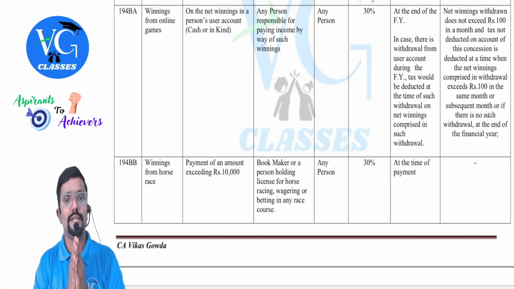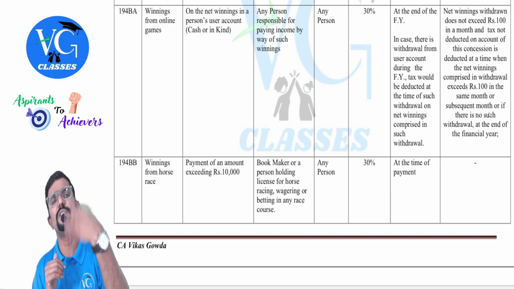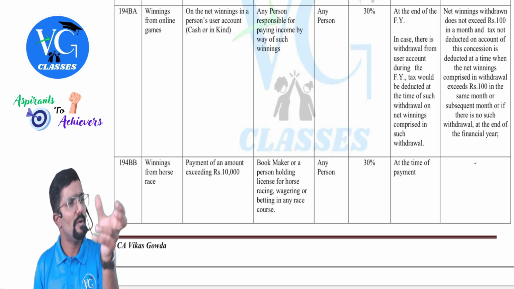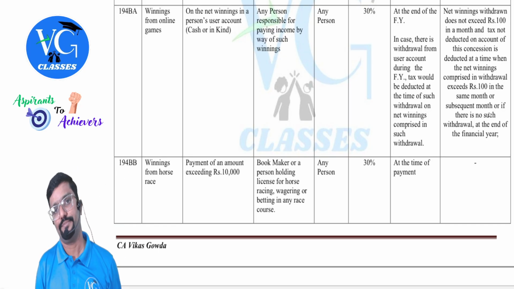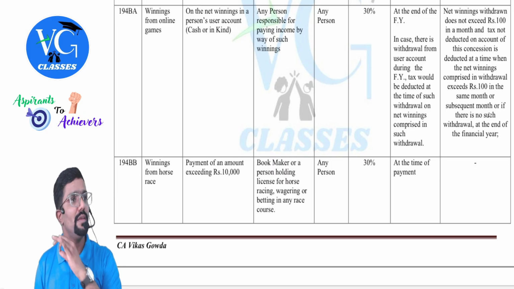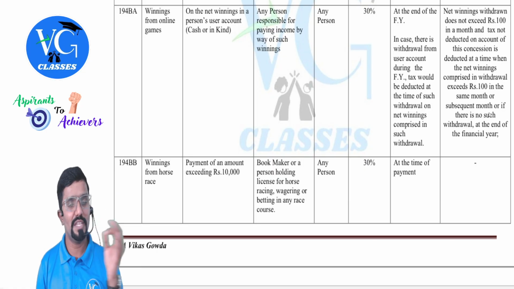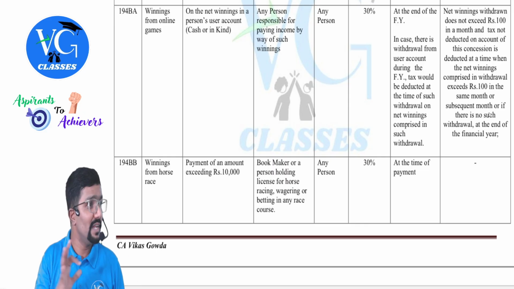Now, who is the payer? Any person responsible for paying income by way of winnings. Anyone who is paying it. Normally, the person who owns the app on which people bet. Who is the payee? Any person. Mainly targeted is youth here. Don't waste your time on these online games and all.